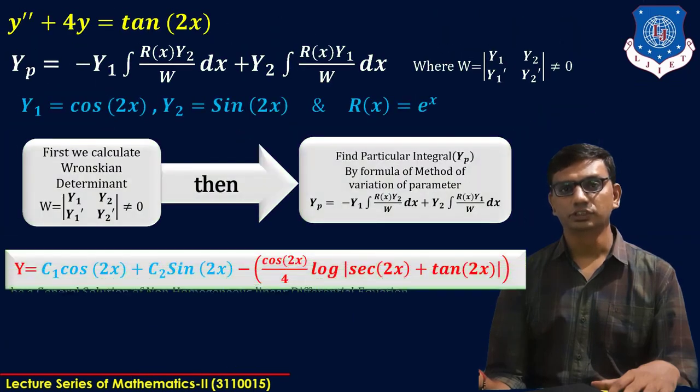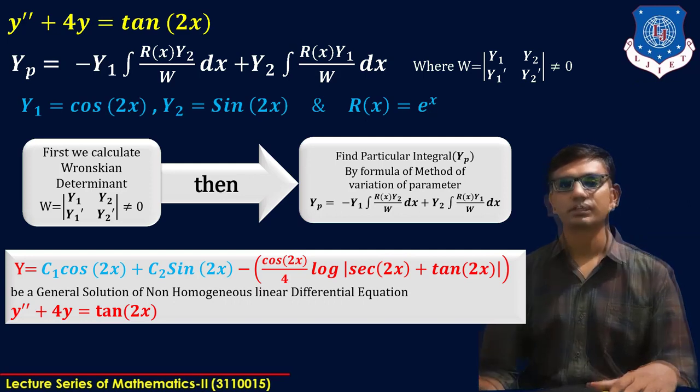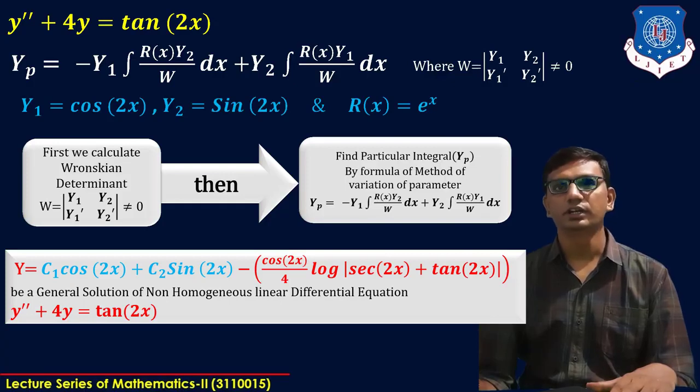We get the general solution c1 cos 2x plus c2 sin 2x minus cos 2x by 4 log (sec 2x plus tan 2x), which is the general solution of our given differential equation y double dash plus 4y equal to tan 2x. The method of variation of parameters is very useful to find the particular integral when our function is very simple, like the exponential function e raised to x, e raised to 2x, etc., as well as sine, cos, simple trigonometric functions, and algebraic functions like x square, x cube, and so on. But it is also applicable for tan 2x, x square x, as well as 1 upon 1 plus sine x, e raised to x upon 1 plus e raised to x, like this type of complicated functions.